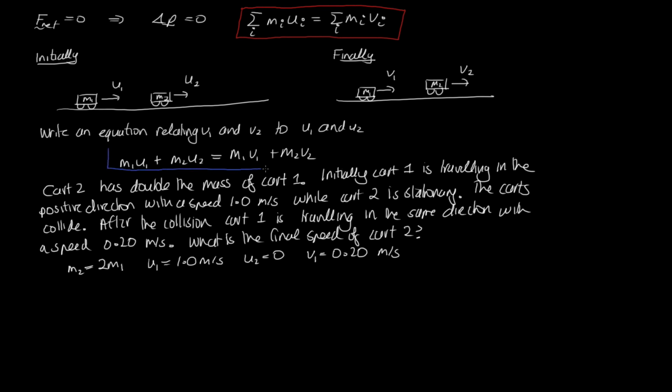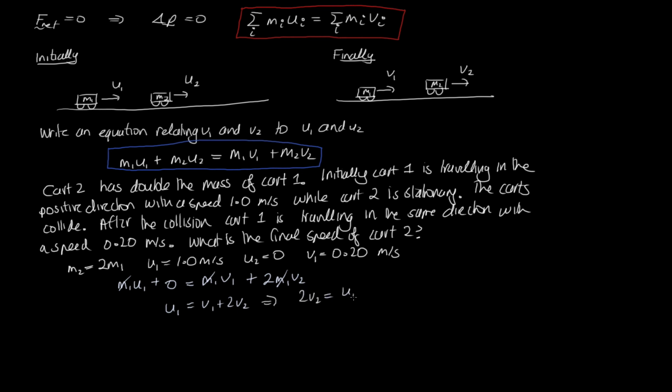Okay, so let's write down this equation for this situation. We've got m1 times u1 plus m2 u2, but u2 is 0, so I'm going to put this as 0, and that is equal to m1 times v1 plus m2, which is 2m1, so I'll put 2m1 times v2. Now you can see there's an m1 in every single one of these terms, so I can cancel this out, and I've now got the equation u1 is equal to v1 plus 2v2. And what we're trying to find is v2. So let's rearrange this: 2v2 is equal to u1 minus v1, which tells me that v2 is equal to (u1 minus v1)/2.